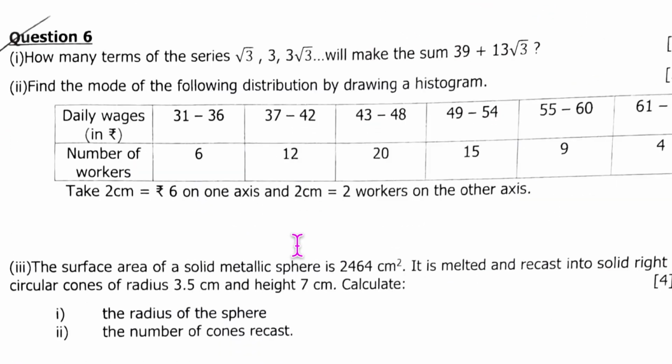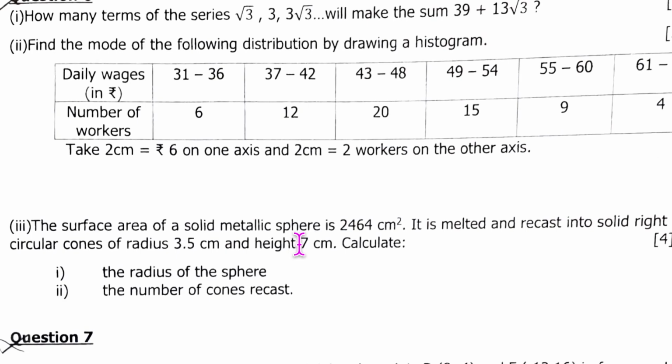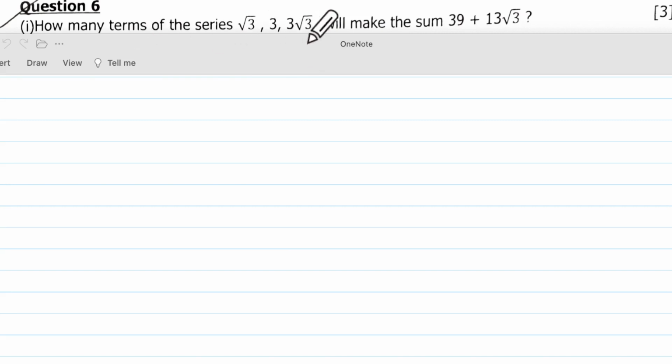Okay, now quickly let us finish this question number 6 also. Let us look at how many terms in the series will make the sum like this. Now this again some of you will not like it. Now to begin with, this is a GP, but we'll have to show that it's a GP. So you will say the first term A1 is root 3 and second term A2 is 3.